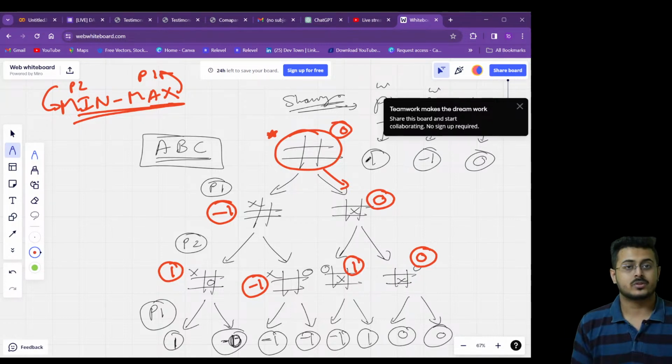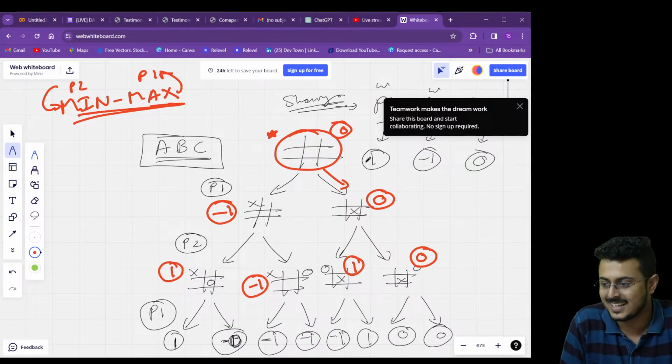What is the good news? So there are multiple good news. According to me, there are multiple good news.